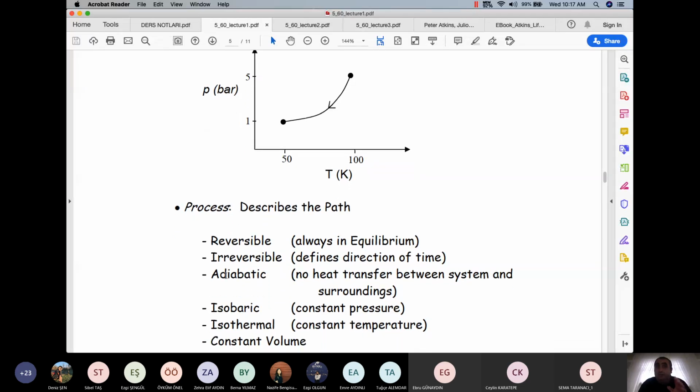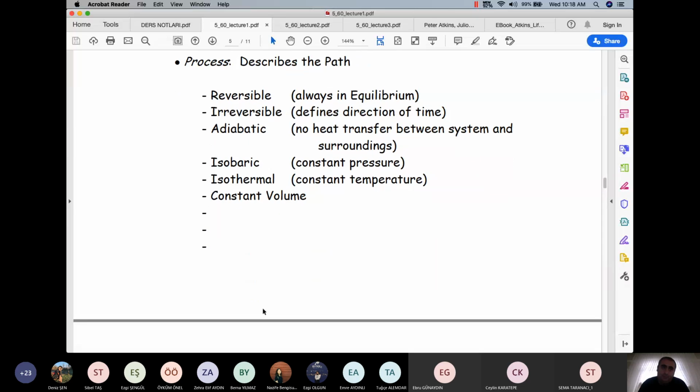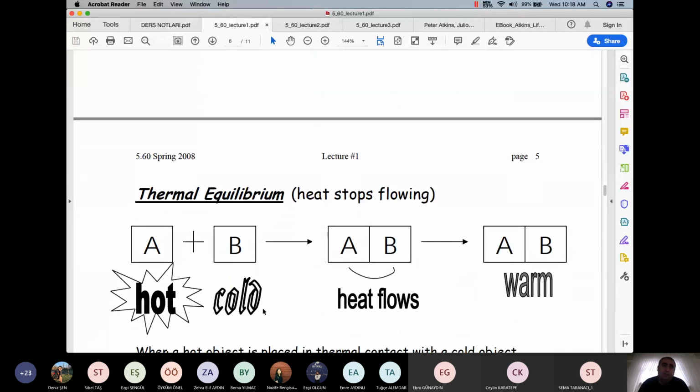So if the system is adiabatic, that means that no heat transactions can occur between the system and surroundings. If it is isobaric, we said it's constant pressure, and isothermal means constant temperature. And constant volume is called isochoric, which is not included over here. Okay.